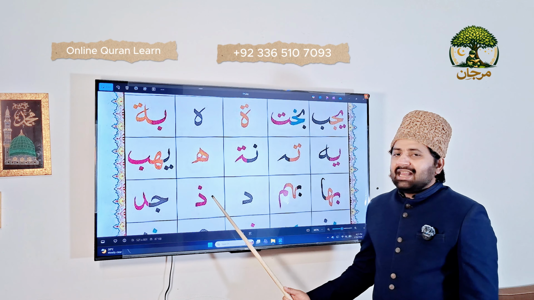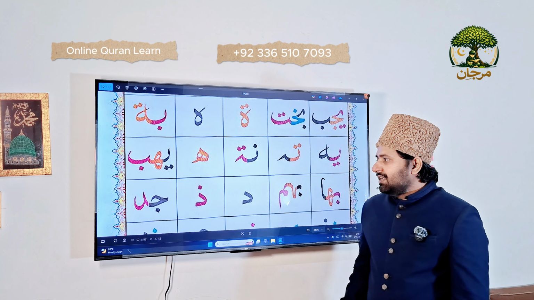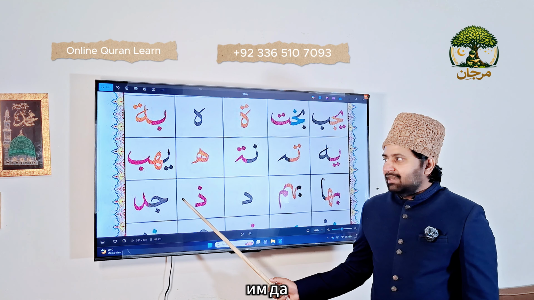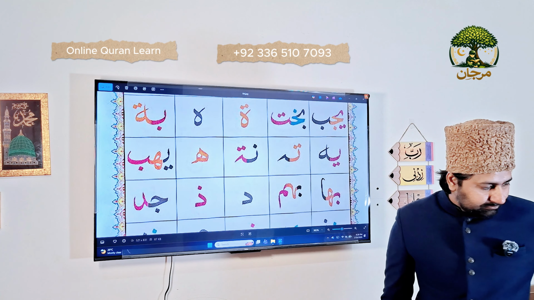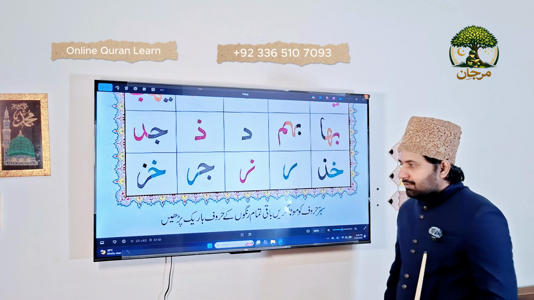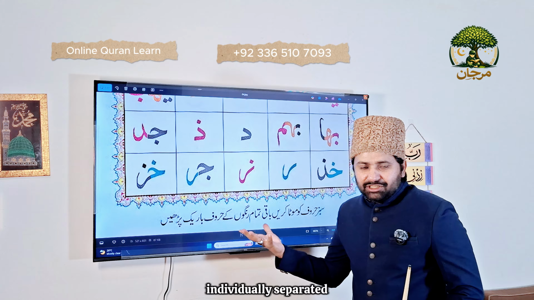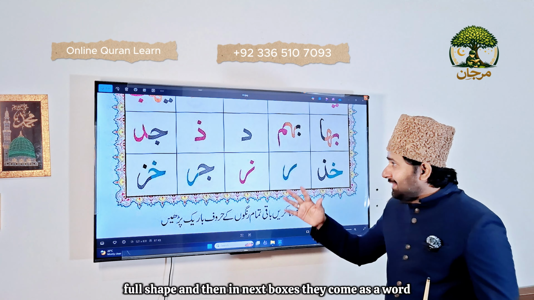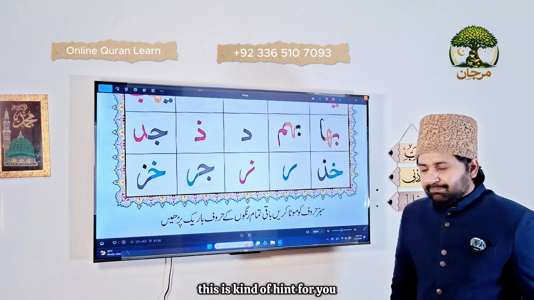Dal, Dal, Jim, Dal. Okay, remember, in this chapter, each letter comes individually, separated, singular. They come with a full shape, and then in the next boxes, they come as a word. This is a kind of hint for you.